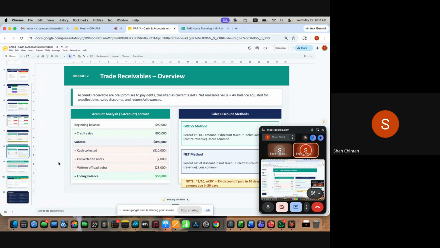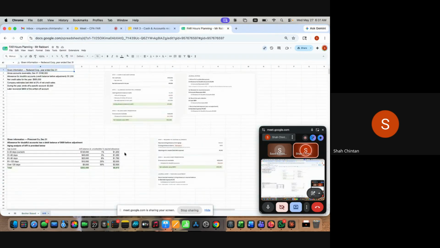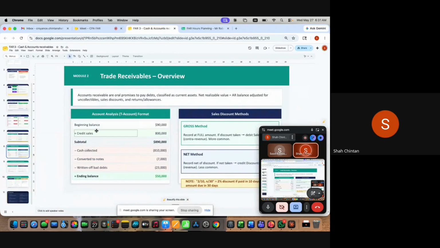Now, before we move to accounts receivable, I am asking you to prepare a T-shape account. So go to your Google Sheet. You have accounts receivable. Use any of the blank items available, and then take all the transactions you have here, beginning balance, sales, collections, all those things. Do a T format posting for them.